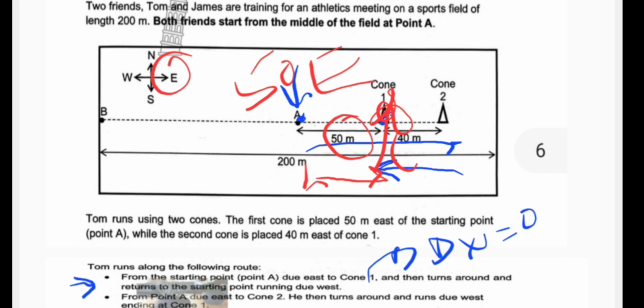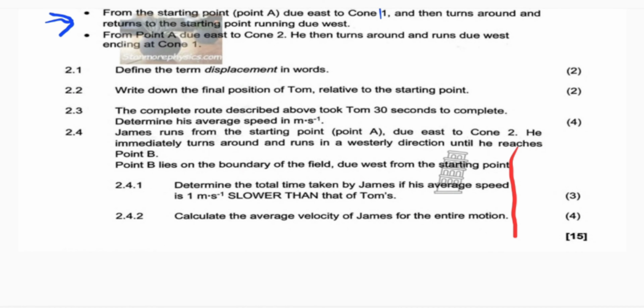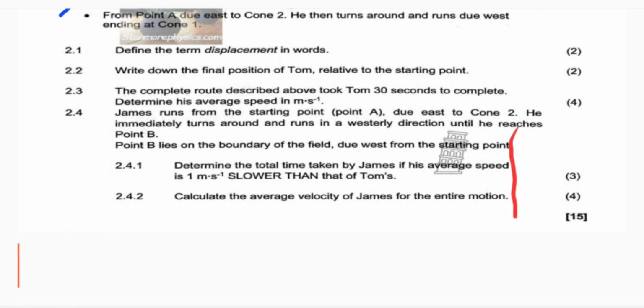Right now, let's go to the next question. For question 2.3, they say, the complete route described above took Tom 30 seconds to complete. Tom was very fast, he took only 30 seconds to complete that. Determine his average speed in meters per second. If you recall, we said average speed is equal to the distance divided by the time.